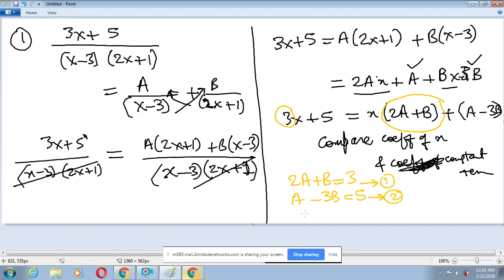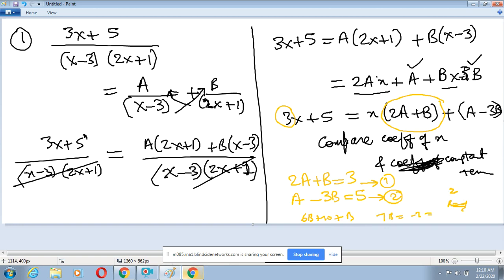Let me check. 3b plus 5, 6b plus 10 plus b, 7b. How much did you get for B? I got B is -1. Perfect. And A? A is 2. Okay, perfect. So that's it.